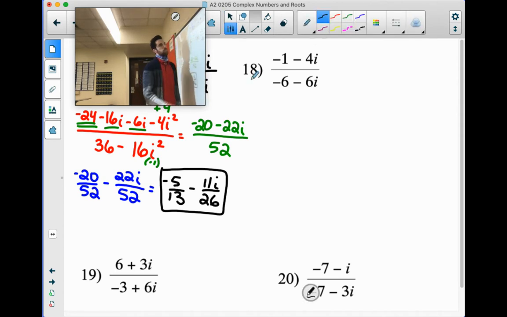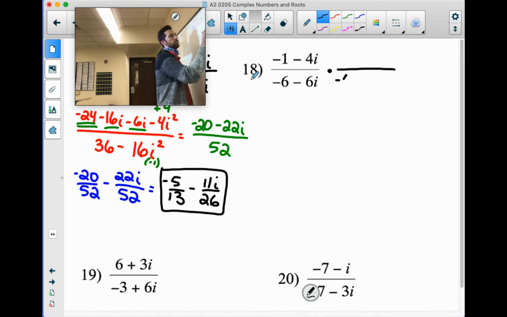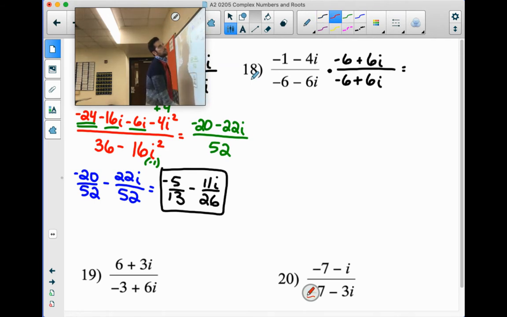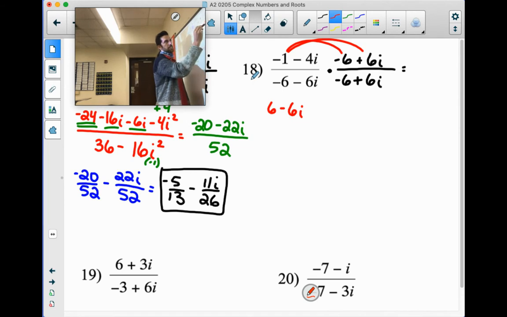All right, first thing, we're going to multiply by that complex conjugate, so we make it negative 6 plus 6i. So in the numerator, if we're foiling that, negative 1 times negative 6 is 6. Negative 1 times 6i is negative 6i. Inside, negative 4i times negative 6 is positive 24i.